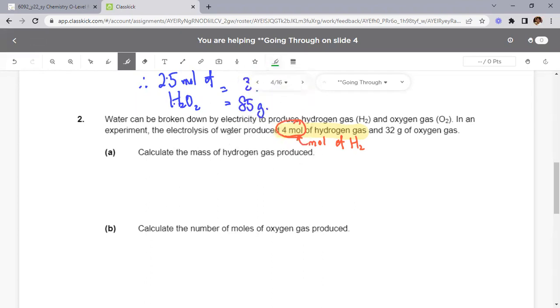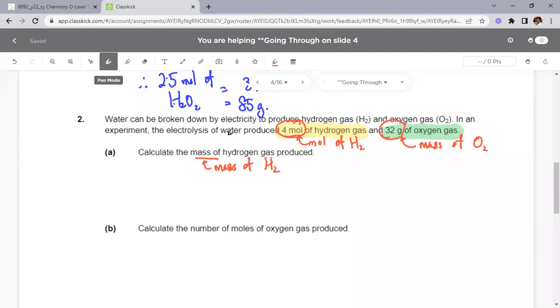Let's highlight in green the second one: 32 grams of oxygen gas. This 32 grams is the mass of O2. So you've got the mole of H2 and the mass of O2. They are different substances, so please don't mix them up. In part A, they ask you to find the mass of hydrogen gas. So what I want is the mass of H2.